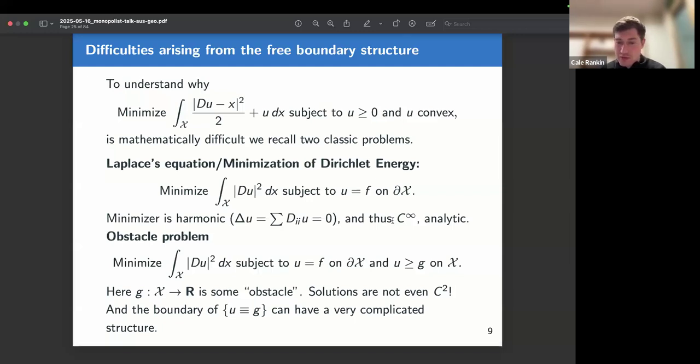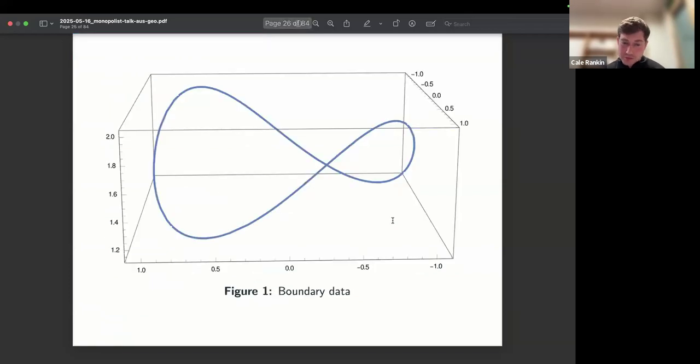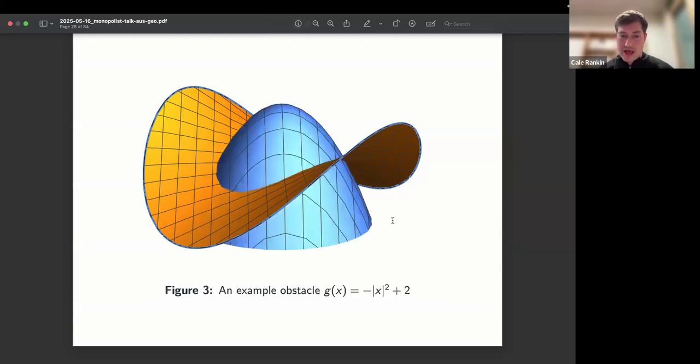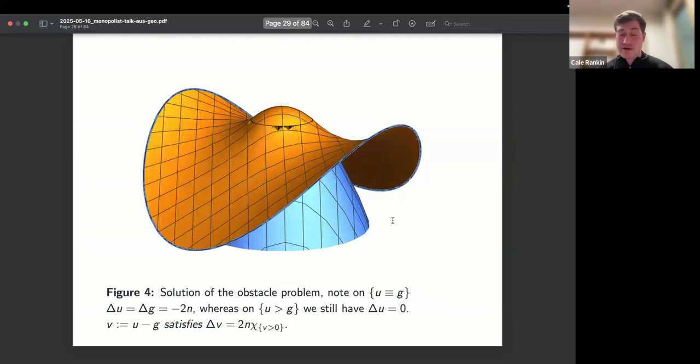Now, solutions of the obstacle problem are not even C2. And the boundary of the set where your function hits the obstacle can have a very complicated structure, i.e. this seemingly innocuous change to the problem of just requiring u be bounded below by another function destroys the regularity theory. And let me explain why that is. So we started with minimizing the Dirichlet energy, i.e. taking some boundary data and finding the harmonic function with that boundary data. When we switch to the obstacle problem, what am I doing? I'm taking my harmonic function, I'm jamming an obstacle up underneath it, and I'm requiring my minimizer lie above it.